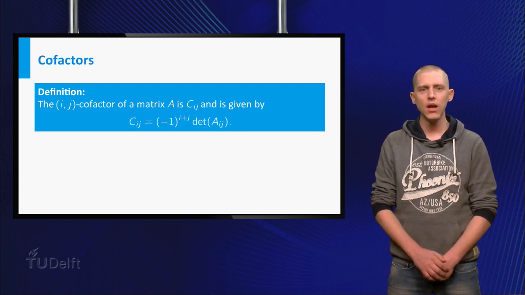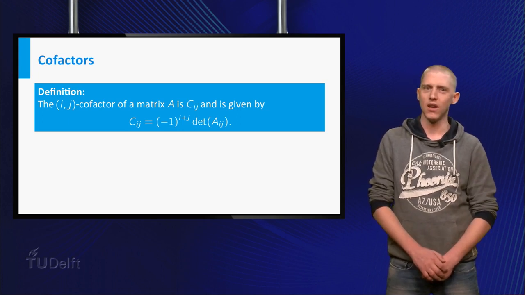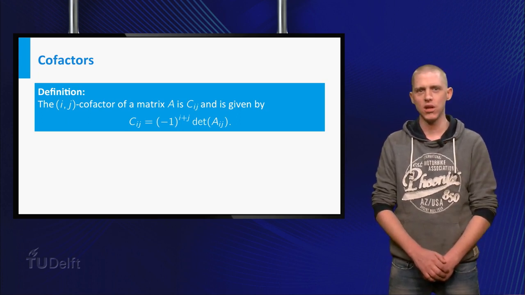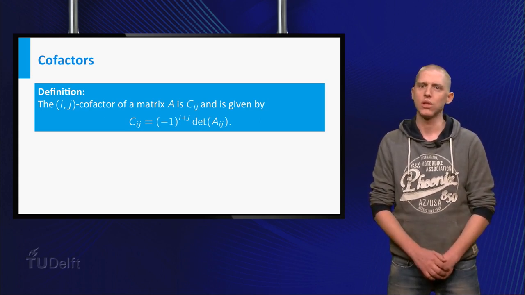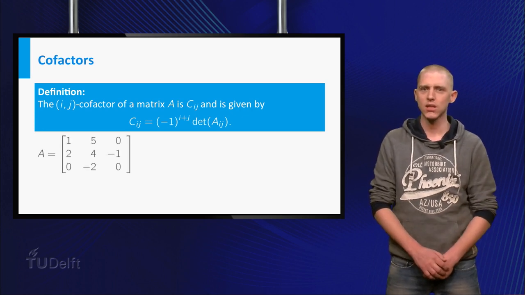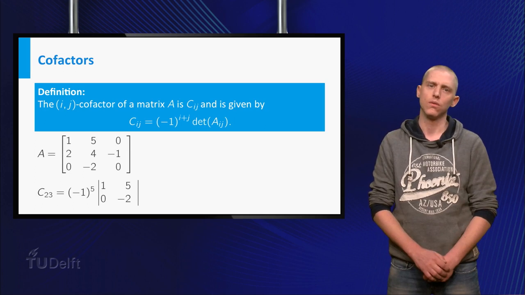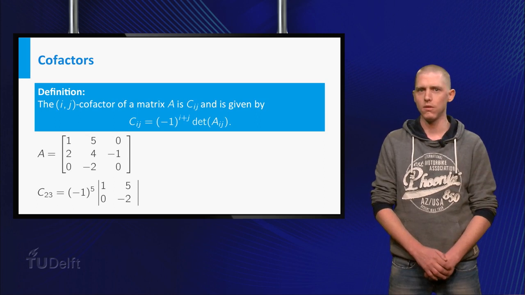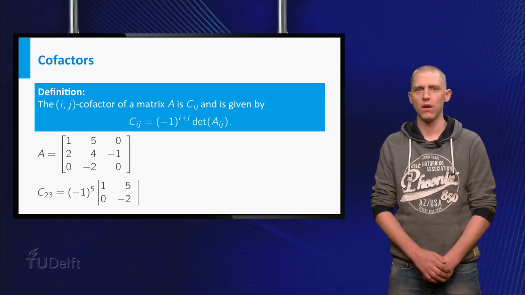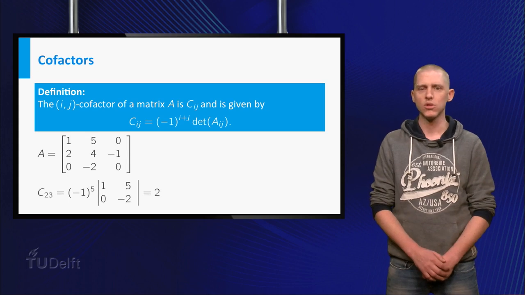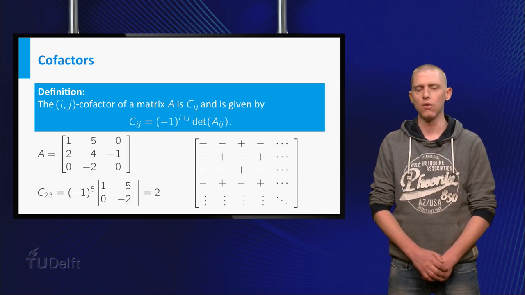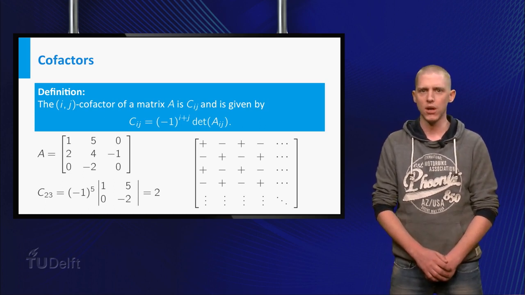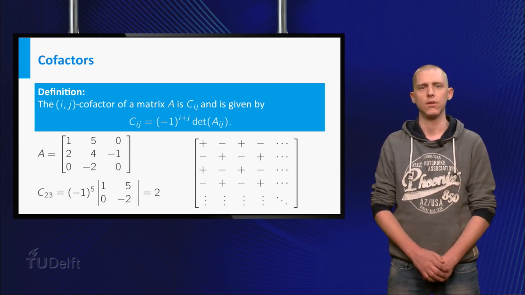Now we can define the ij cofactor Cij of A as minus 1 to the power i plus j times the determinant of Aij. Note that you need a determinant to calculate a cofactor. As an example, the cofactor C23 of the 3 by 3 matrix is given by minus 1 to the power 5 times the determinant of 1, 5, 0, minus 2, which becomes 2. To remember when you need a plus or a minus 1 in a cofactor, you can remember the alternating pattern starting with a plus at the first entry.